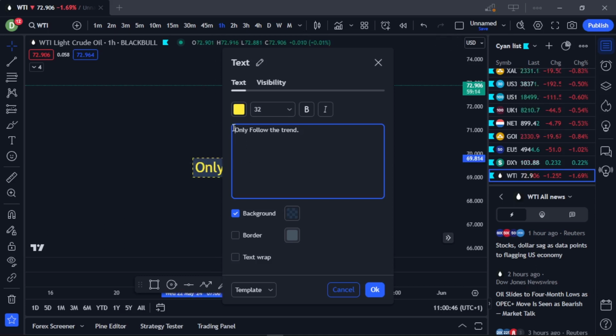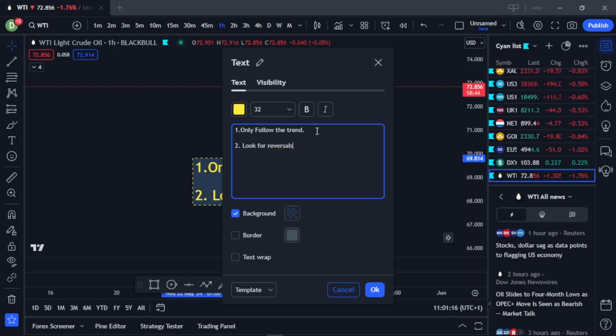Let me write it down. Only follow the trend. So when you follow the trend and you see that the trend has gone probably too far and the momentum is becoming weak, that's why you consider reversal. So point number two is simply look for reversals. So let me go back. Oh, what am I typing?